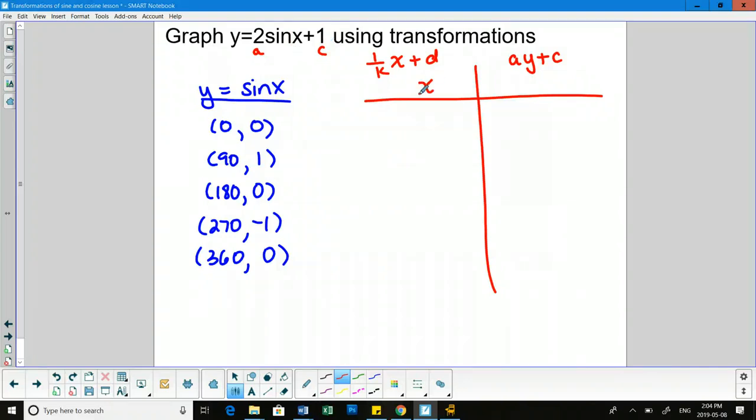So I actually have no changes to the x's here, right? Because if we only have a and c, those are both changes to the y. So I can actually just recopy the x's: 0, 90, 180, 270, 360.